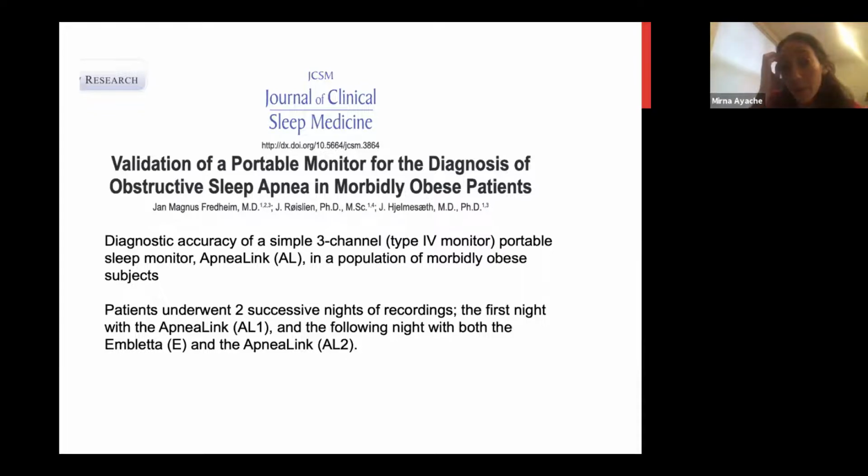And for example, this is a validation study that was published in the Journal of Clinical Sleep Medicine for ApneaLink in a population of morbidly obese patients. These patients underwent 2 successive nights of recordings. The first was with ApneaLink 1 and the following night with both the Embletta, which is the home sleep study, and the ApneaLink AL2.